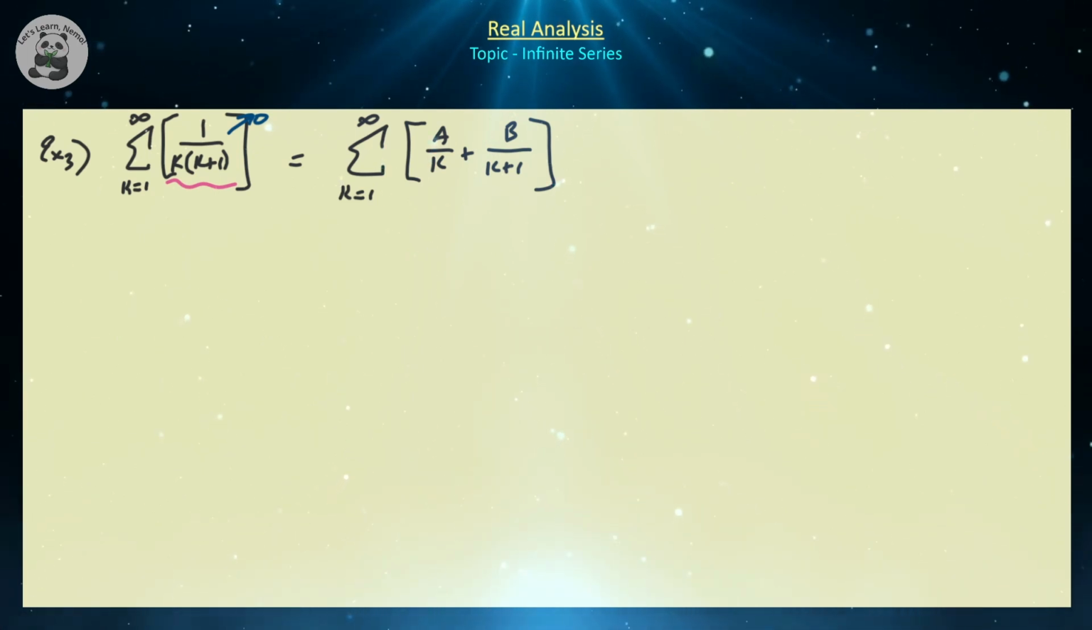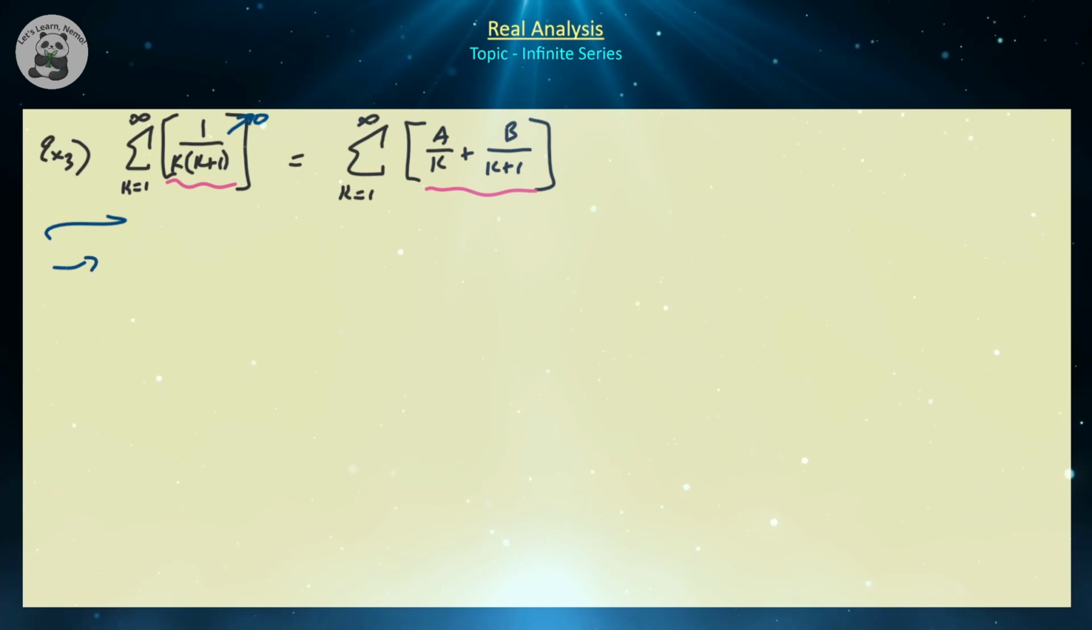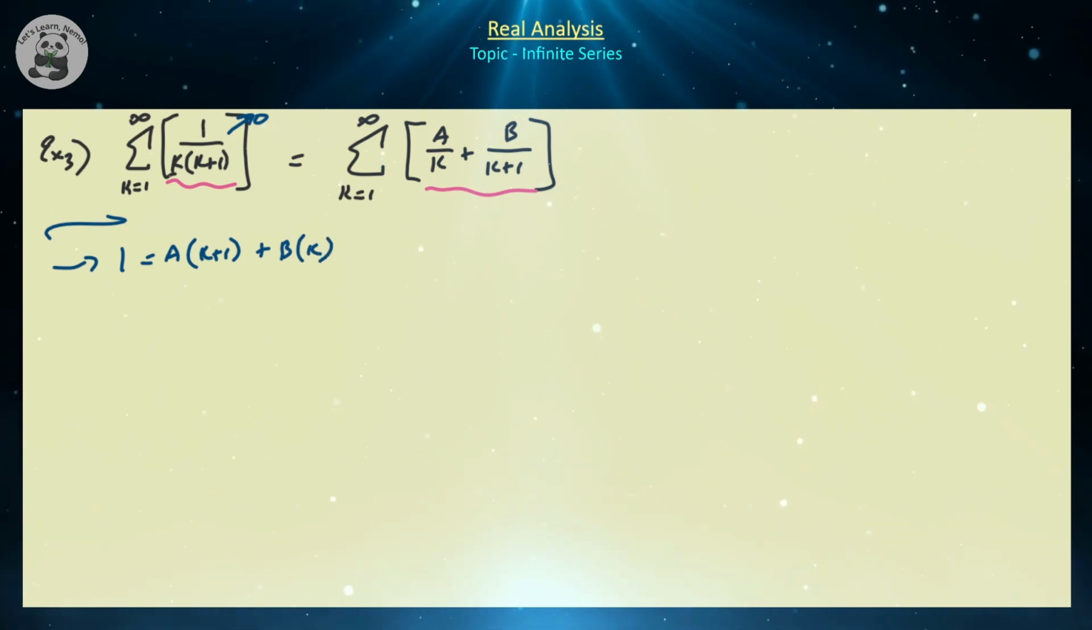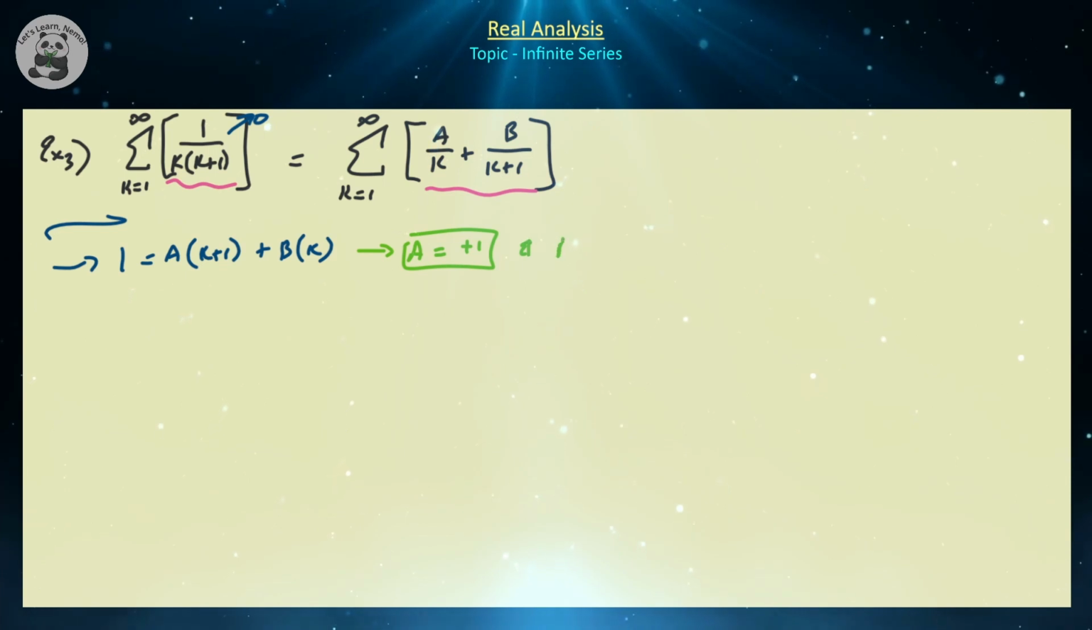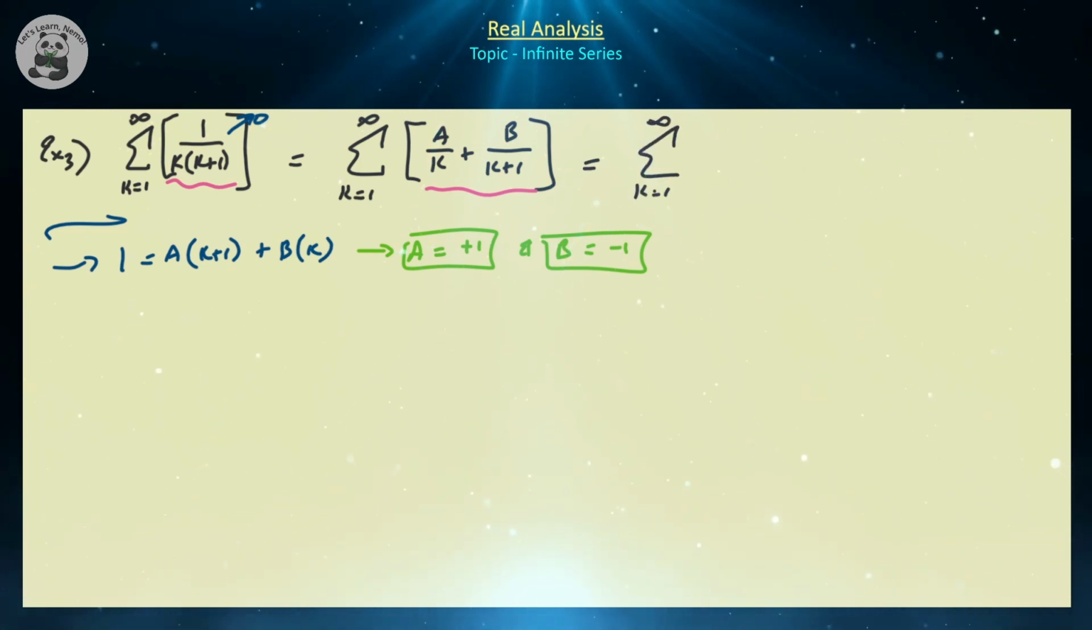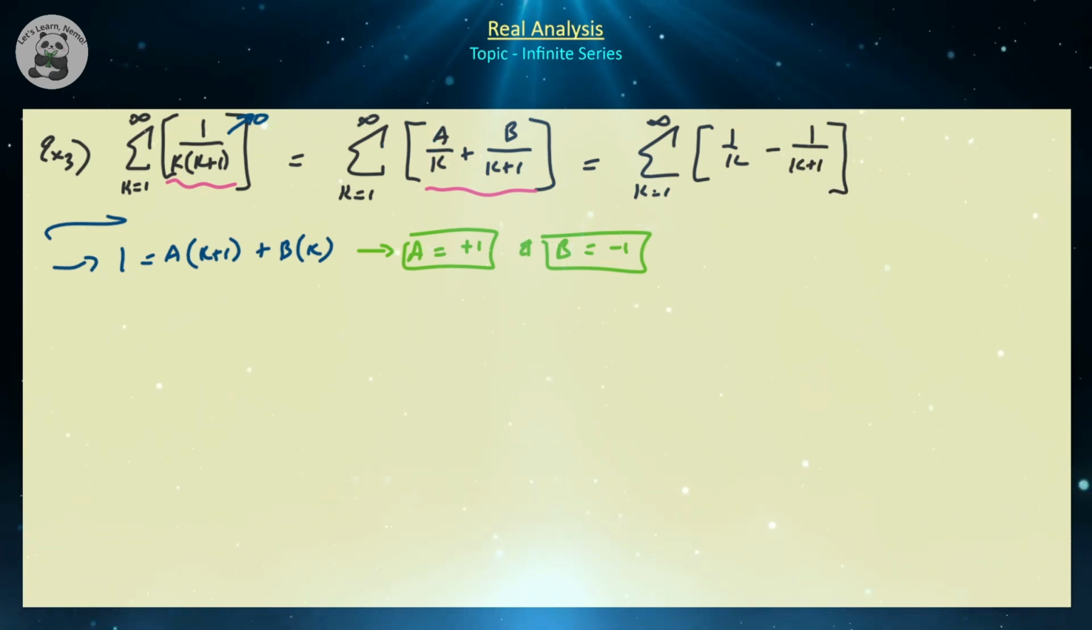So we know that 1 over k times k plus 1 must be equal to a over k plus b over k plus 1. And if we cross multiply by k times k plus 1, you get a system of equations. In particular, 1 is equal to a times k plus 1, plus b times k. So if we let k be equal to 0, and also k equal to negative 1, you're going to find that a must be equal to positive 1, and you're also going to find that b must be equal to negative 1. And once you have that, we can re-represent this infinite series as the sum from k equals 1 to infinity of 1 over k minus 1 over k plus 1.